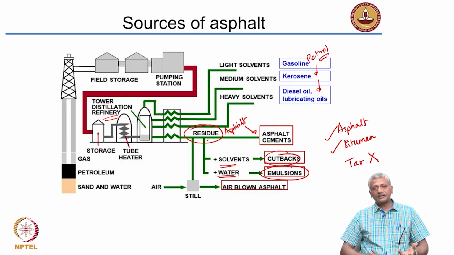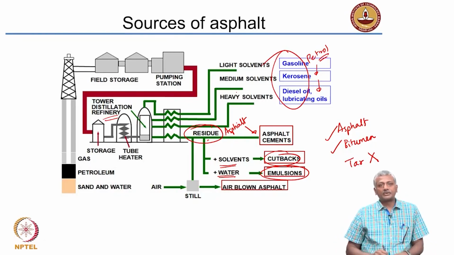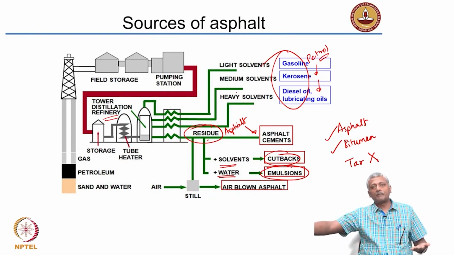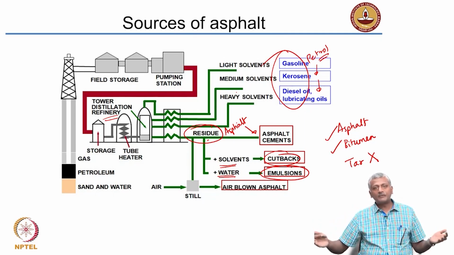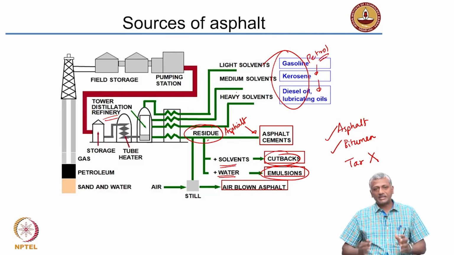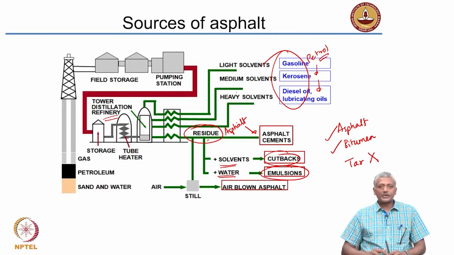A cutback, on the other hand, means asphalt is dissolved in an organic solvent. What solvents will dissolve asphalt? All these solvents will dissolve asphalt: gasoline, kerosene, diesel, and so on. So, you dissolve it in that solvent, mix it with the aggregate, lay it on the road and compact it. The solvent will volatilize and the asphalt will remain behind. So, that is the concept of using ways to reduce the viscosity of the asphalt.